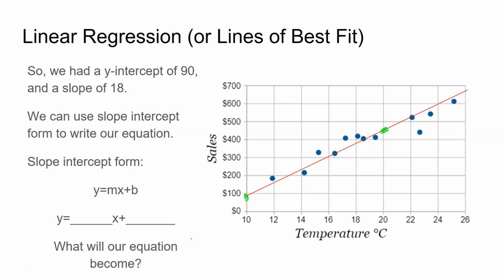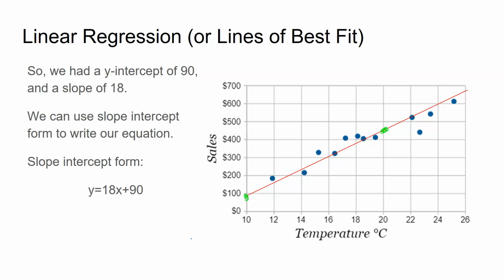We can use the slope-intercept form to write our equation. Remember, the slope-intercept form is y equals mx plus b. What will our equation become here? You should have substituted the 18 next to the x since it's the slope, and the 90 into the constant since it's your y-intercept. So our slope-intercept form becomes y equals 18x plus 90.